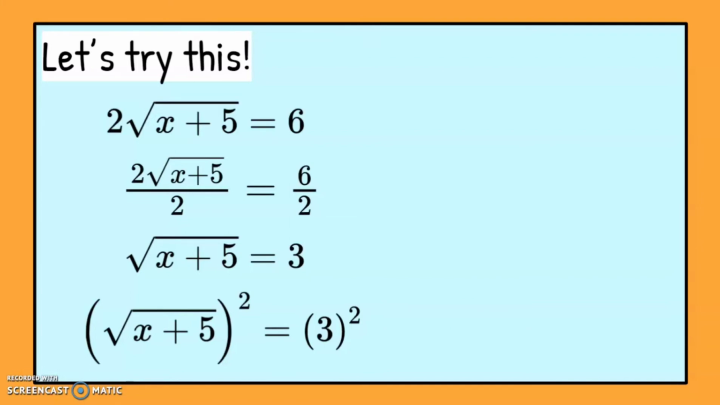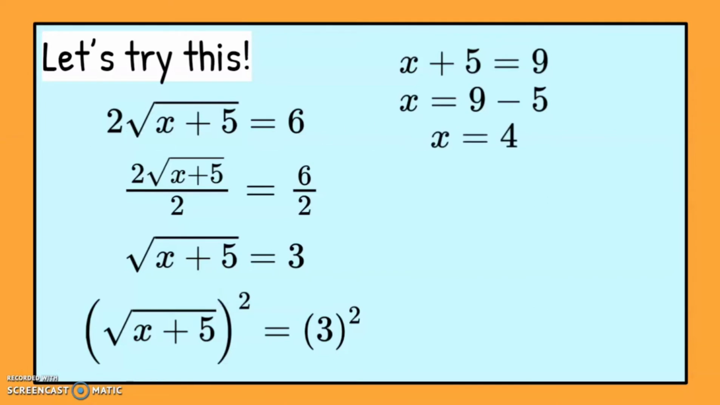Next step is to square both sides, so we have quantity square root of x plus 5 squared equals 3 squared. Again, squared and square root will be equal to 1, so it will give us the radicand, which is x plus 5 equals 3 squared is 9. To solve for the value of x, we just have to transpose positive 5 to the right side of the equation. So we have x equals 9 minus 5. 9 minus 5 is 4, so the value of x is 4.